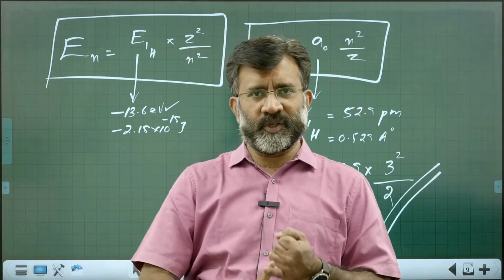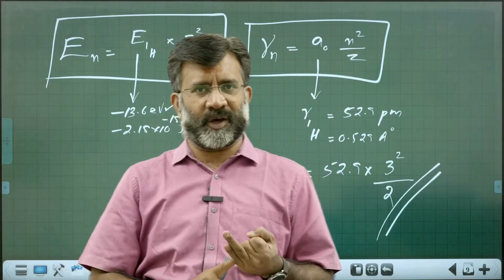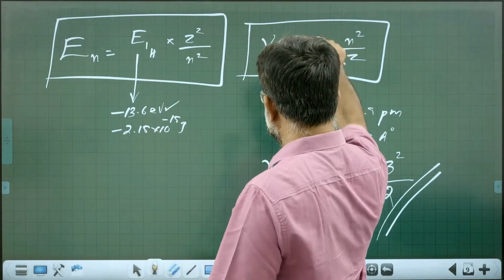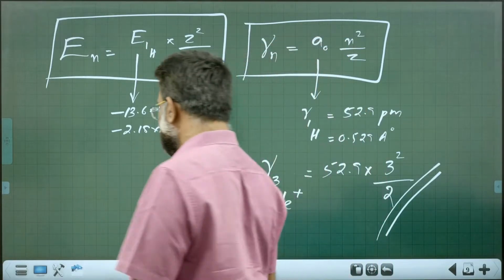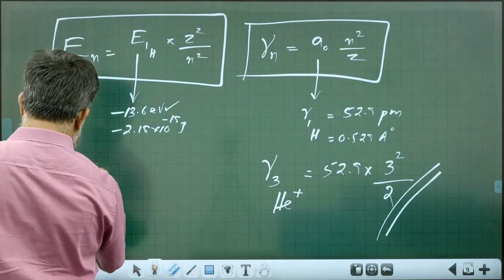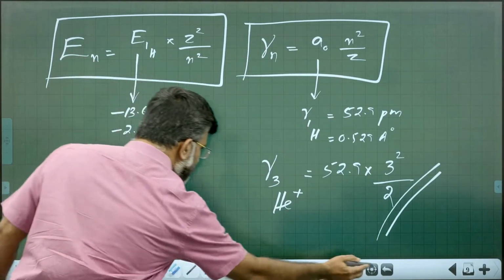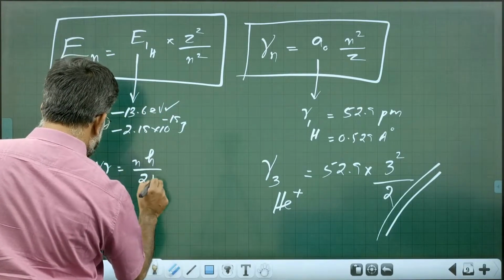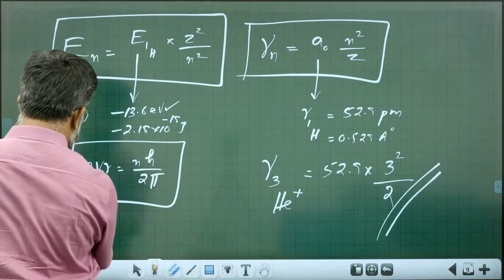So, energy of nth orbit, radius of nth orbit, and the angular momentum equation, a very important formula: MVR is equal to NH by 2 pi. Another important formula.